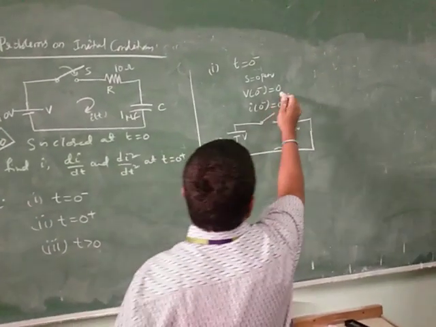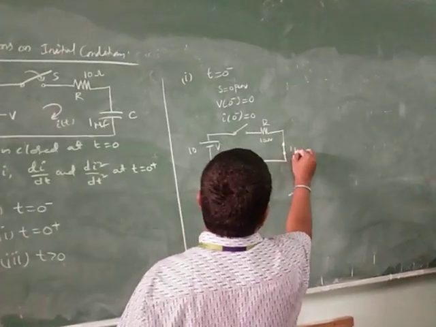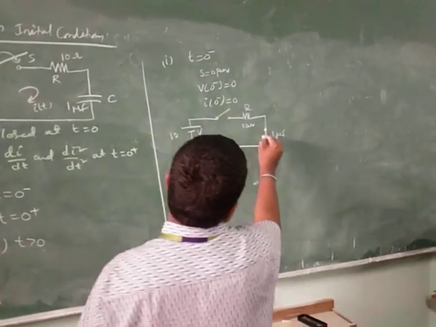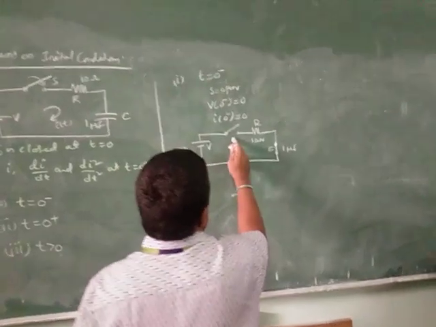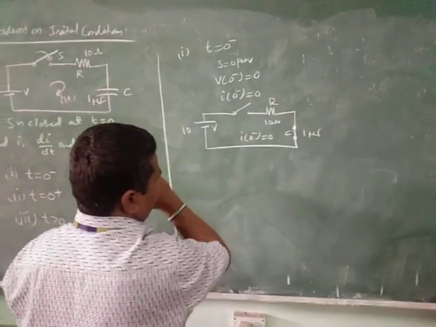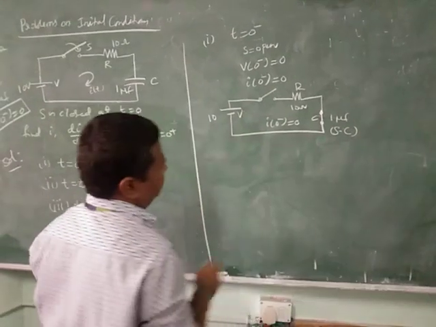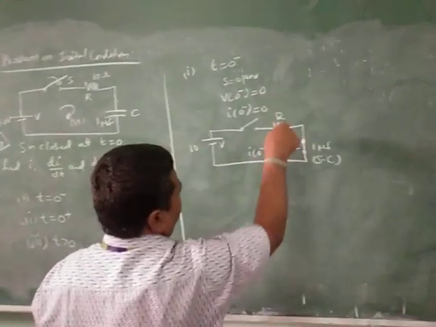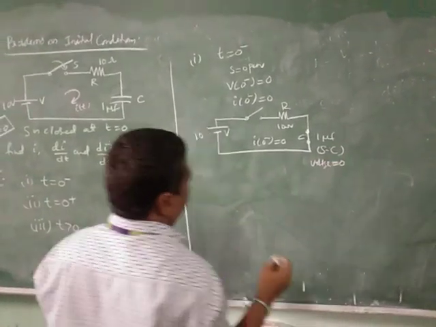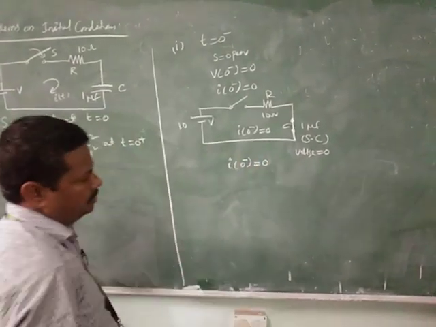when voltage is equal to 0, V of 0 minus is equal to 0, here the capacitor acts as a short circuit. Here the 1 microfarad capacitor acts as a short circuit and the switch is open, so I of 0 minus is also 0. Why? Because voltage is equal to 0 and I of 0 minus is equal to 0.